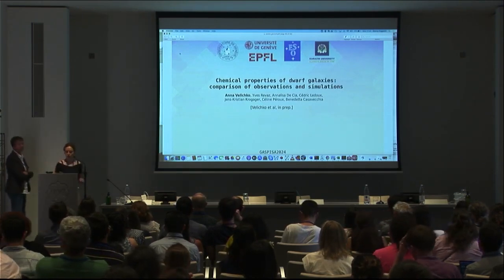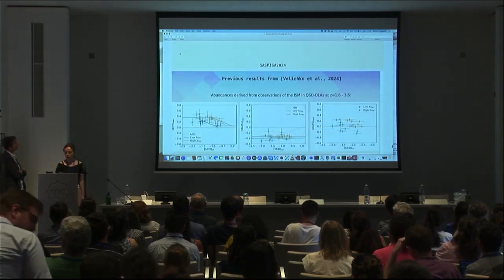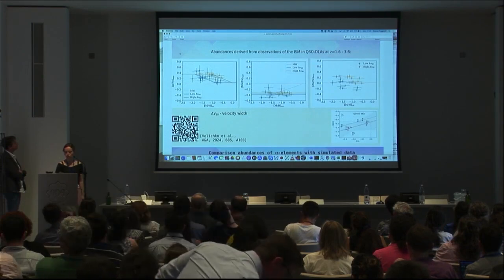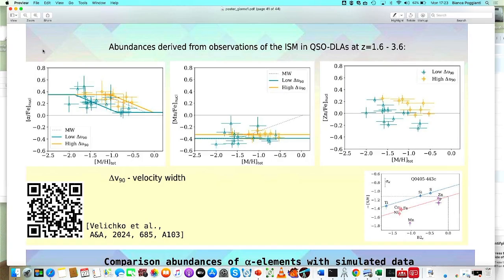Hello, I'm Anna Velichko from the Geneva Observatory. So in the previous work, we derived abundances of some elements in the interstellar medium of a set of distant galaxies. And these results are published. You can find the paper via the QR code.